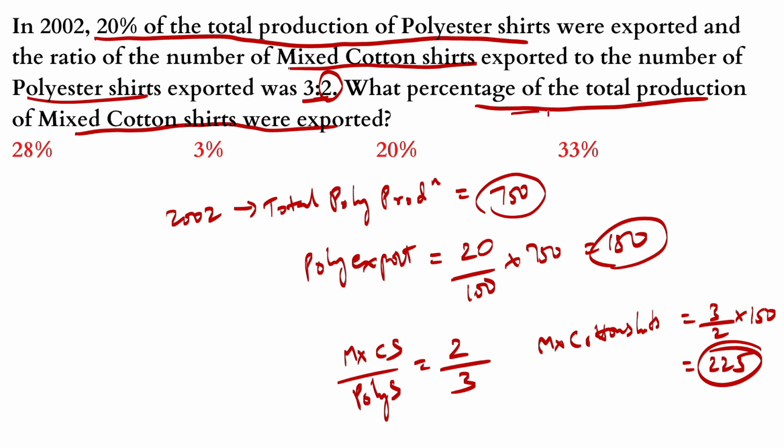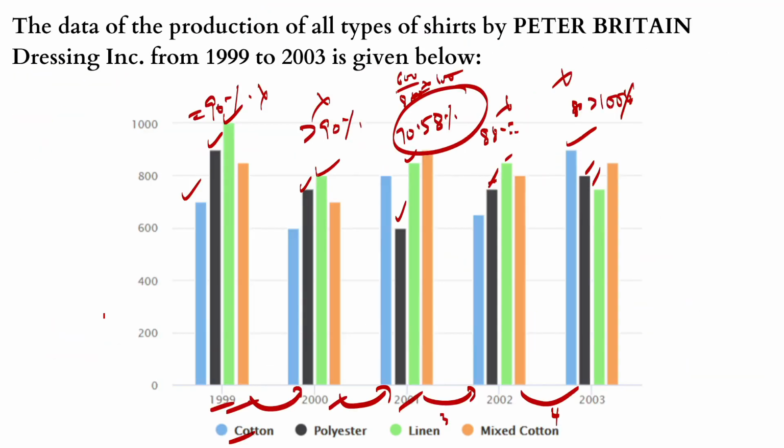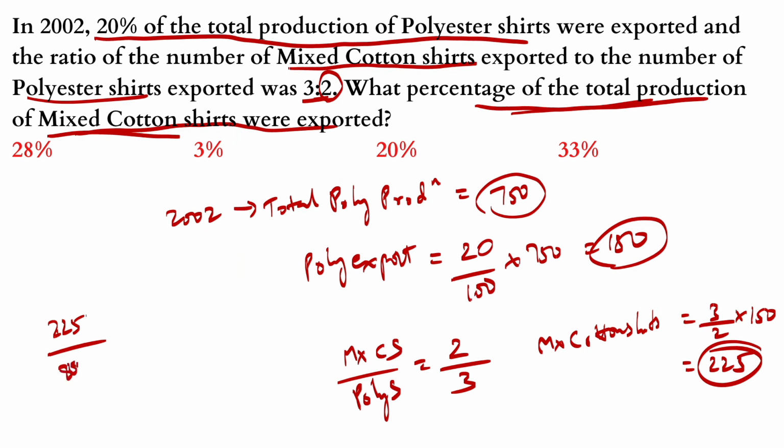But we are asked to find out the percentage of total production of mixed cotton shirts which were exported. So mixed cotton shirts which were exported were 225, and the total mixed cotton shirts are 800 for the year 2002. So 225 by 800 into 100, so this will be equal to 28.1%. So the answer is option 1, 28.1%. See, 225 refers to the mixed cotton exports by the total mixed cotton production into 100.